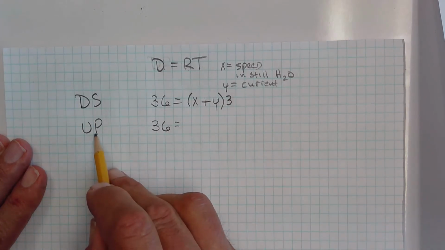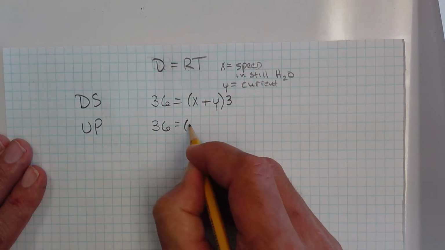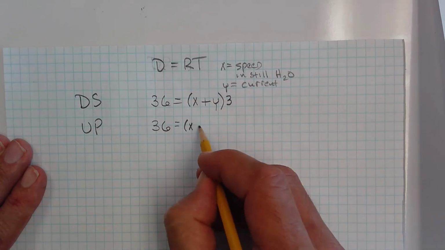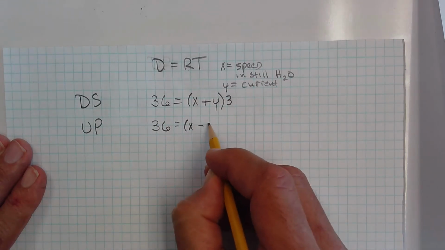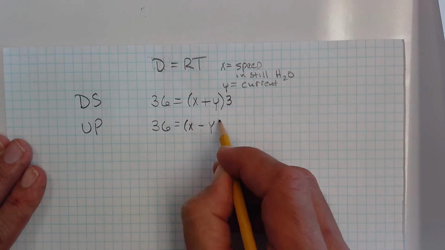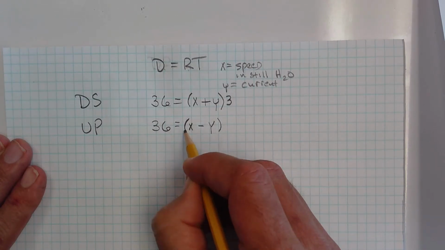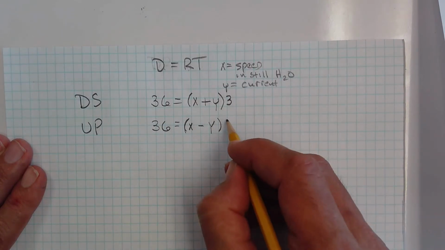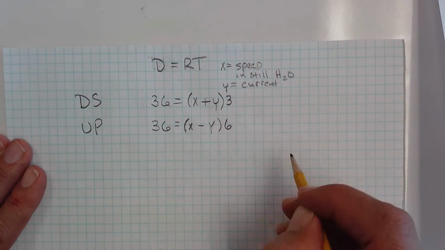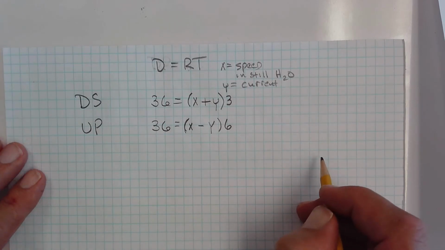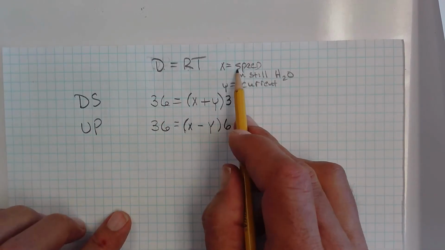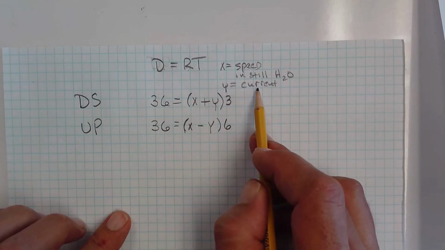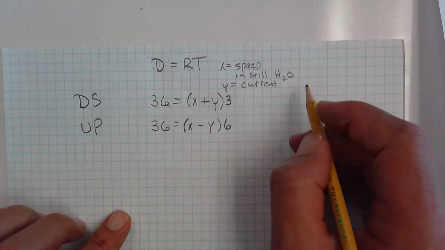Now when he goes upstream, he's rowing that same speed in Stillwater, but he's also working against the current, so it's taking away from his momentum. So it's going to be minus that. And it took him 6 hours. It took him twice as long to get back that same 36 kilometers. So our question is to figure out, well, how fast does he row in Stillwater? And what is the speed of the current?